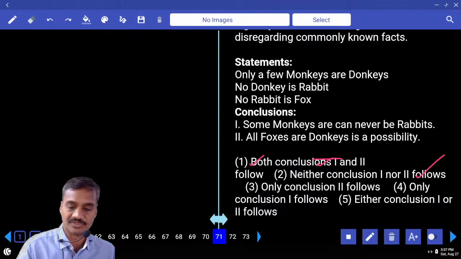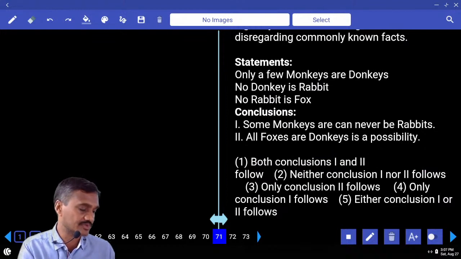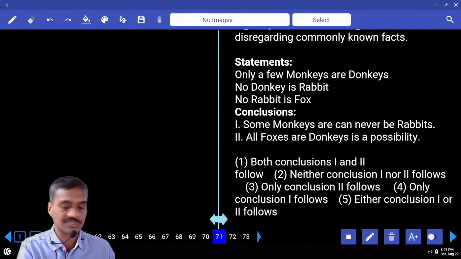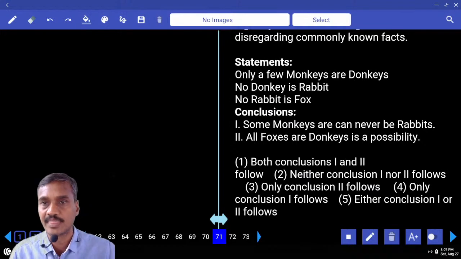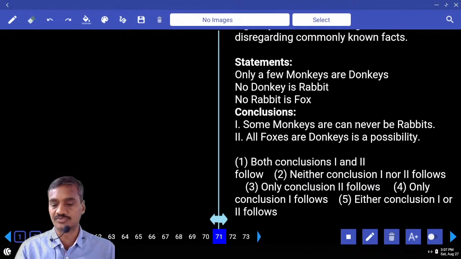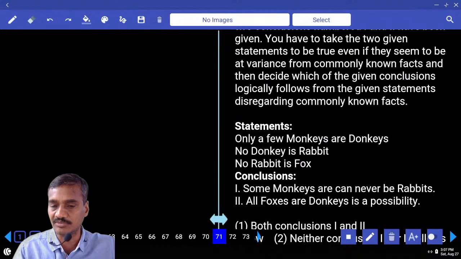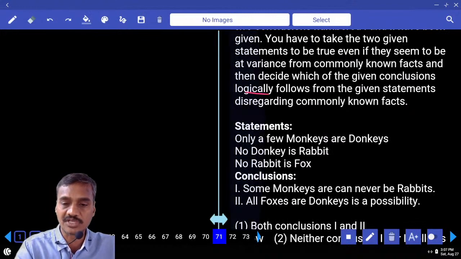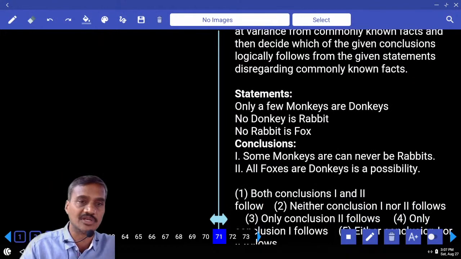Then 71 onwards. Now in question number 71 to 73, how many questions are there? Only 3 questions given under this syllogisms. Now the first one. Tell me, does it come under model number 1 or model number 2? Logically follows means model number 1.